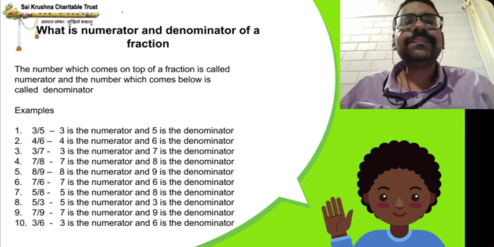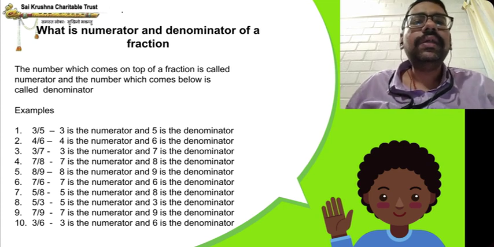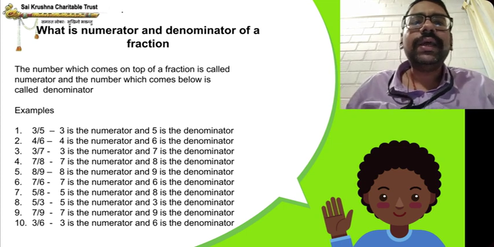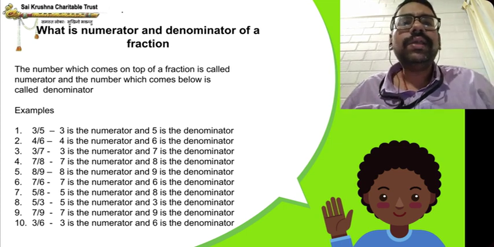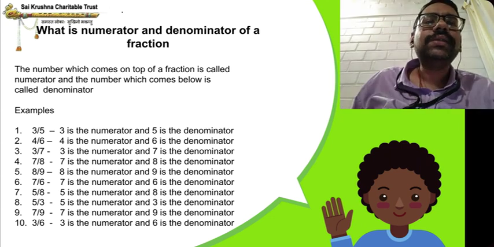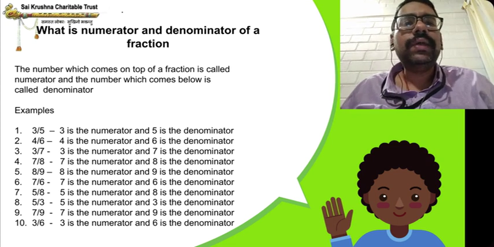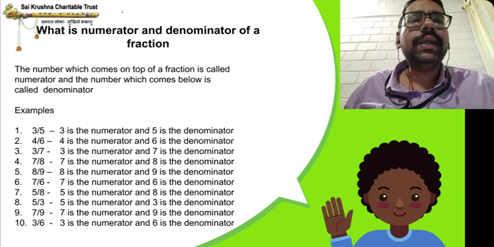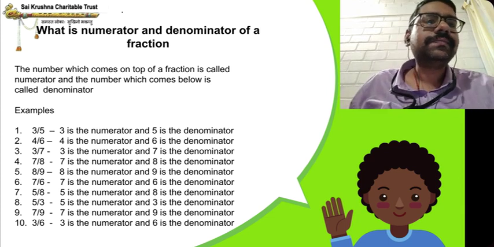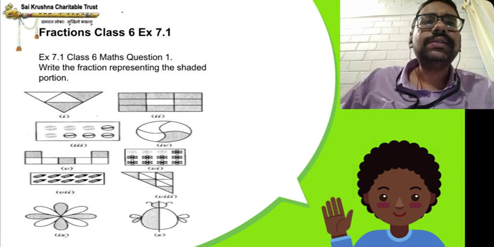7 by 6. 7 is the numerator and 6 is the denominator. 5 by 8. 5 is the numerator and 8 is the denominator. 5 by 3. 5 is the numerator and 3 is the denominator. 7 by 9. 7 is the numerator and 9 is the denominator. 3 by 6. 3 is the numerator and 6 is the denominator. So, did you understand what numerator and denominator are? Okay. Next we'll go for some exercise questions.